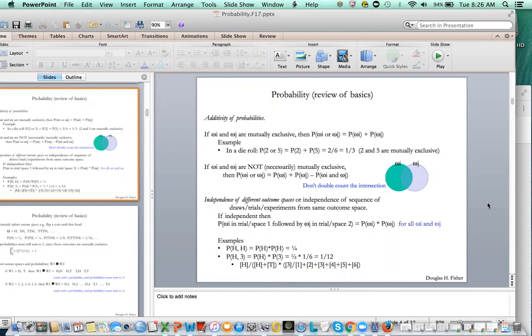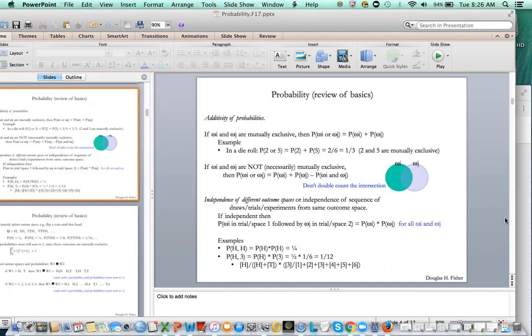The independence of different outcomes and outcome spaces: if they are independent, then if we are trying to compute the probability of two outcomes that are independent, the two outcomes need not be mutually exclusive, we're going to compute that under the independence assumption by the product of the two probabilities of the two outcomes.